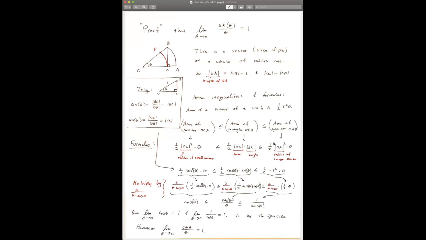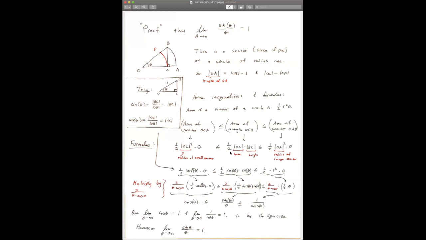And finally, this last right-hand part is the easiest. OA is just equal to 1, right? We used a unit circle with a radius of 1. So this is just 1/2 times 1 squared times theta. Okay, here's the goal now. The goal is to use the squeeze theorem. The goal is to make the middle part look like the thing we're trying to take the limit of, which is sine theta over theta.